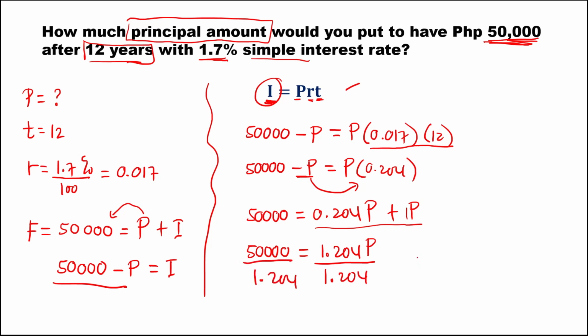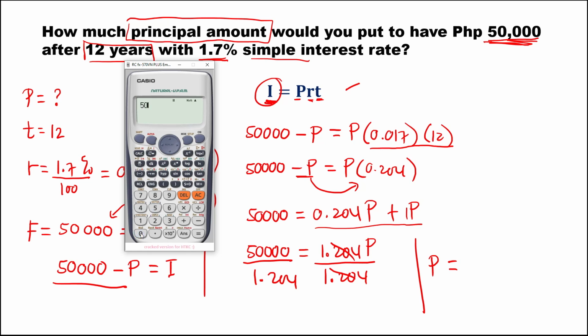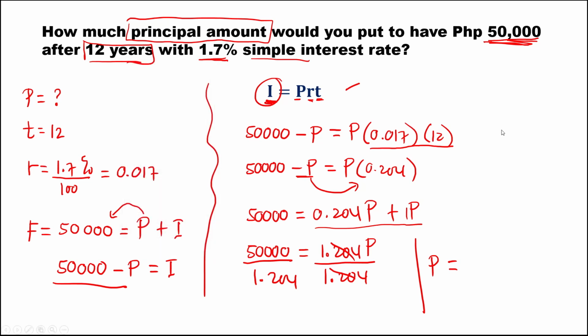Then to find the principal, we need to divide both sides by 1.204. Therefore, the principal amount equals 50,000 pesos divided by 1.204. So the principal amount is 41,528.24 pesos.